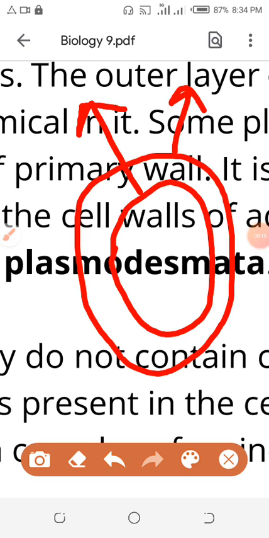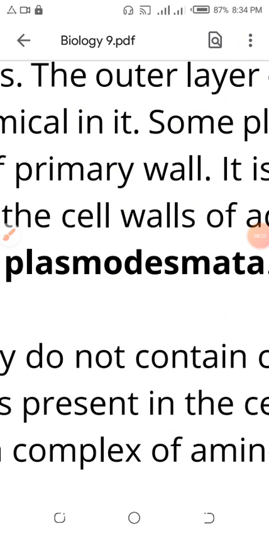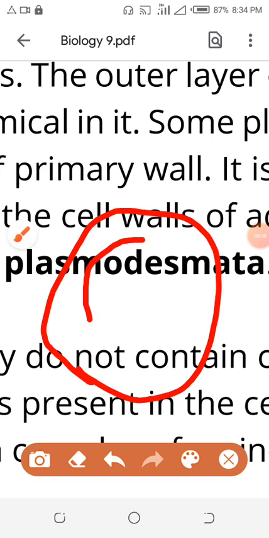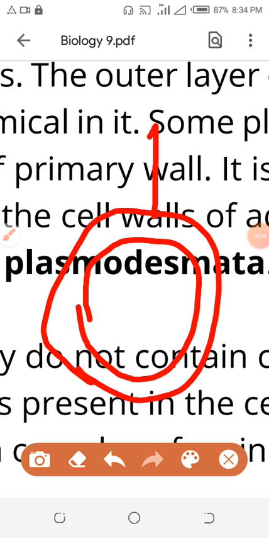Identification of the parenchyma: it has one cell wall only, which is the primary cell wall. What is the other type of plant cell? Sclerenchyma cell. How will you identify the sclerenchyma cell? It has two cell walls. The outer is the primary cell wall and the inner is the secondary cell wall. The outer cell wall is composed of cellulose and the inner cell wall is composed of lignin.